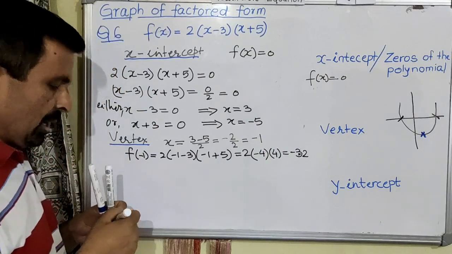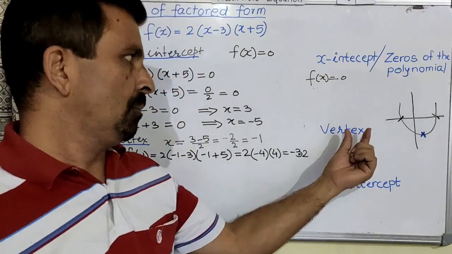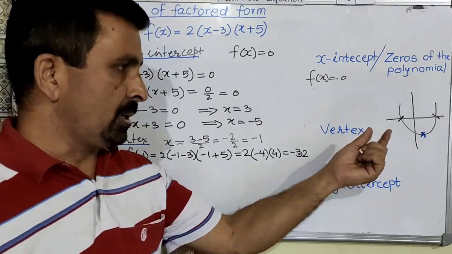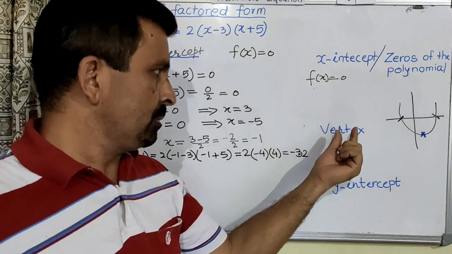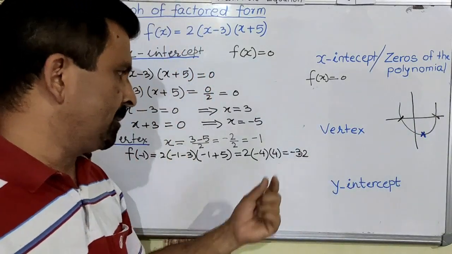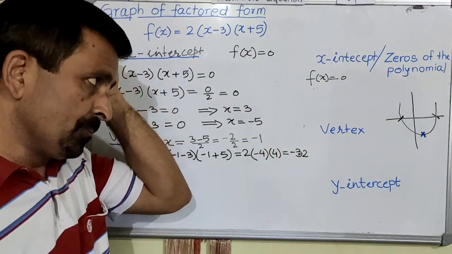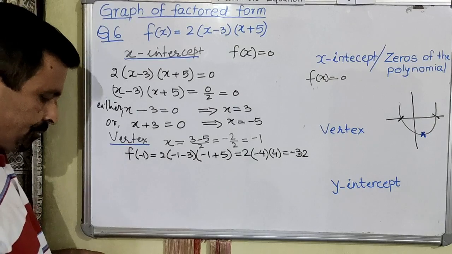So this way, we have completed the second task. The coordinate of the vertex is also calculated. This is minus 32. Is it very clear? Now we are moving on to the last step.